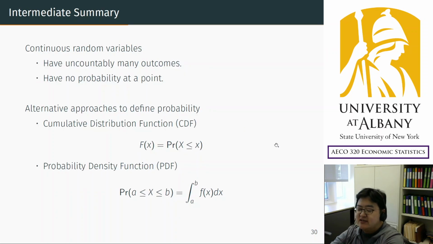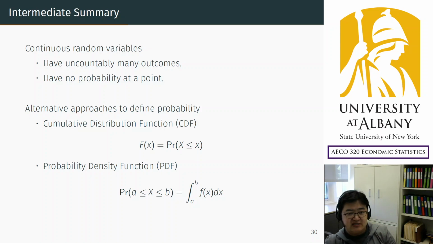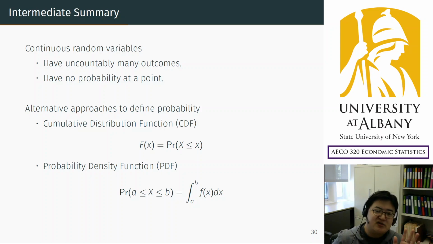Okay, to summarize what we have done so far. First, we defined what a continuous random variable is. It is important, and there are two properties I mentioned. First, it has uncountably many outcomes, so we cannot list all the possible outcomes. And second, a single outcome has no probability.